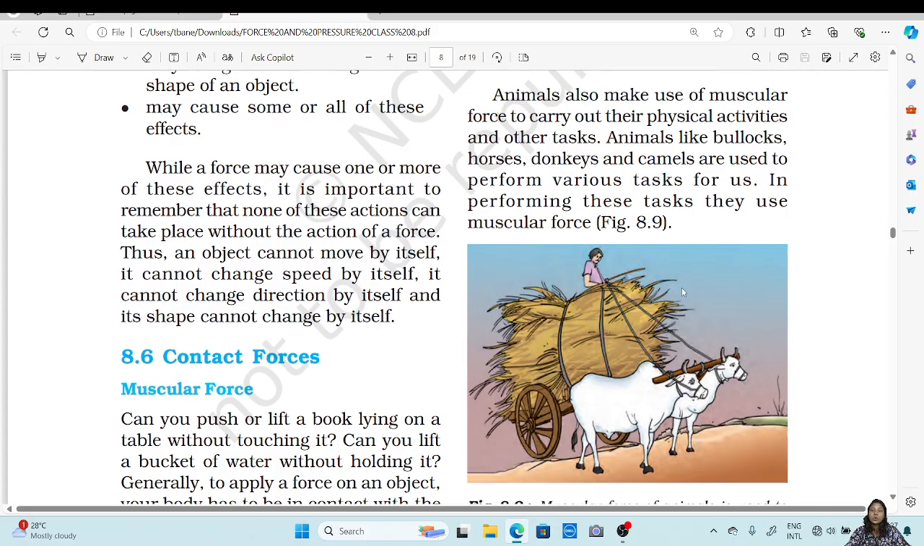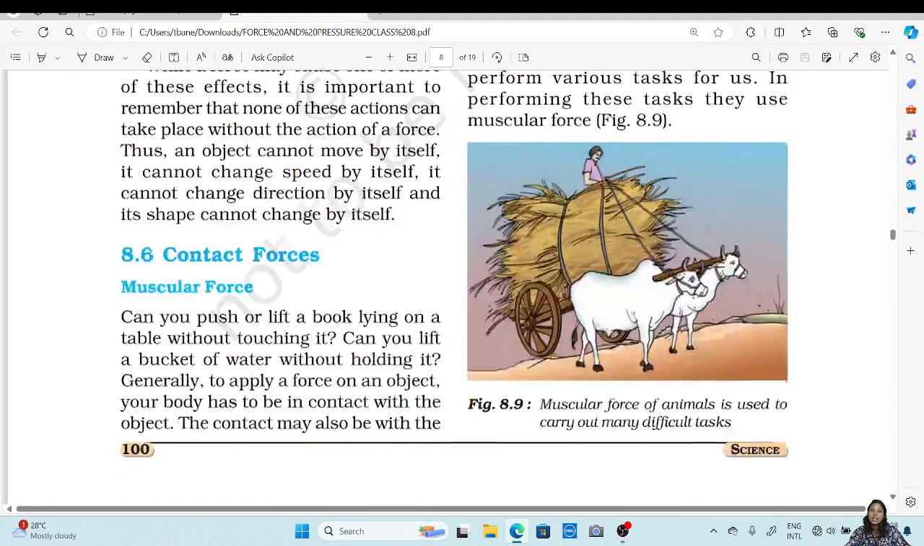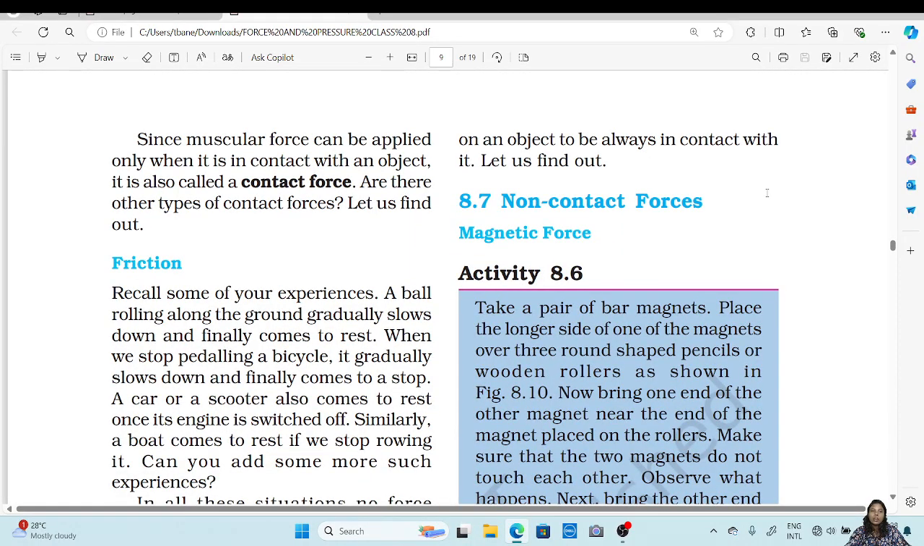In a similar way, in performing these tasks, they use their muscular force. Since muscular force can be applied only when it is in contact with an object, it is also called a contact force. Now, if I have to move something, my muscles are going to be in action. So that is how my muscular force is being applied.